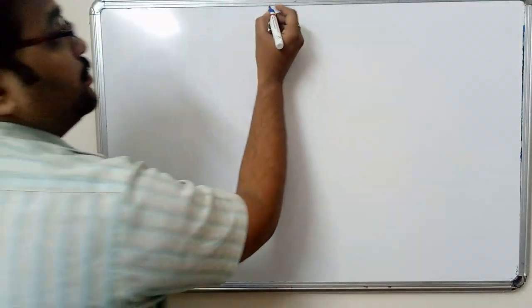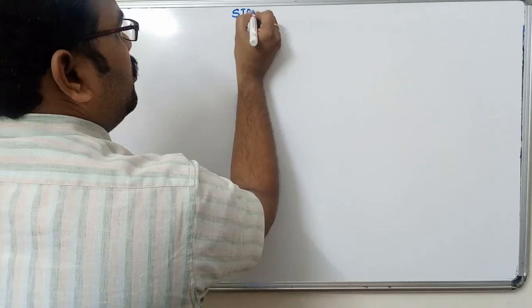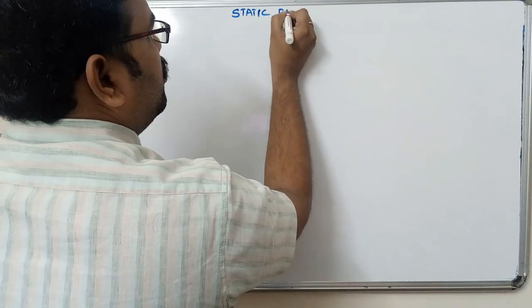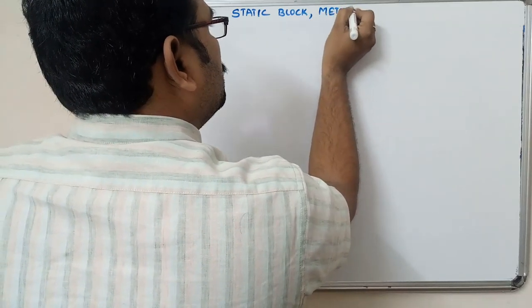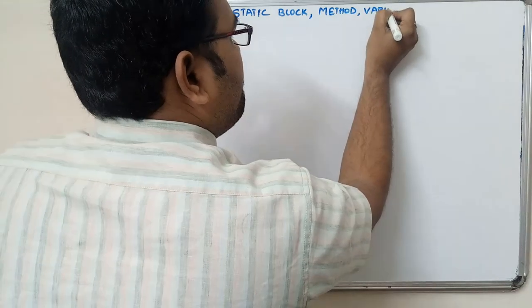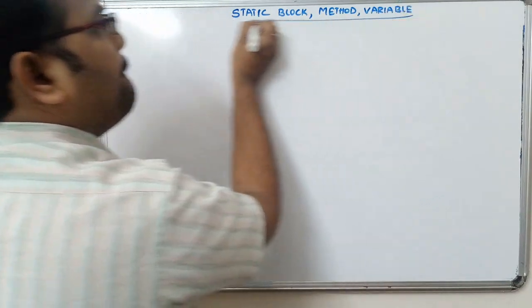In today's session, let's have a look at the static method, static variable and the static block. In the previous sessions we have seen the different types of variables: the local variables, the instance variables and the static variables.